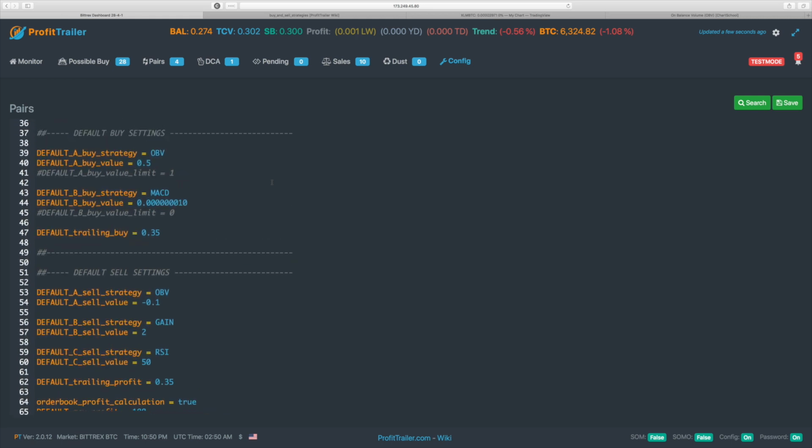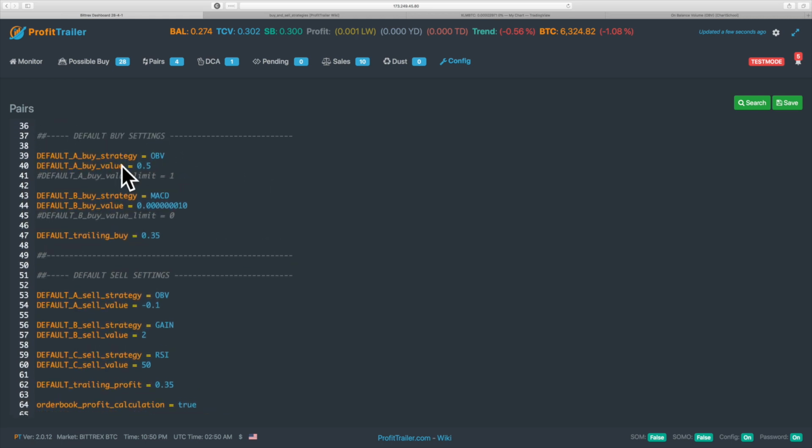Here we go. I have my default A buy strategy defined as OBV, default A buy value of 0.5, and then I didn't set a buy value limit, but you could if you want. I just have mine commented out, but I could just do that. And this would be a valid setup right here. Actually, I might just do that right there. Save it. So it's going to be between a 0.5 and 1% positive change in the on-balance volume from my signal candle to my current one. And then it'll be satisfied. Okay, that's all that this setup means right here.